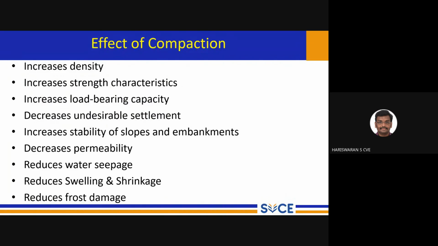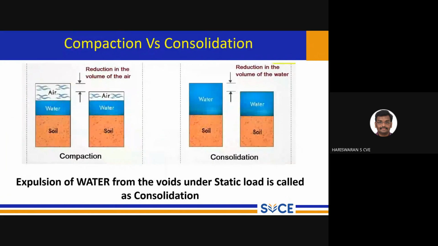That is the void ratio, the volume of voids to the volume of solids. The void ratio is always higher in clay compared to gravel, right? So that is why compaction imparts a reduction in permeability. The size of the voids is reduced, the seepage potential also reduces, and it also reduces the possibility of shrinkage and swelling as well as frost, right?